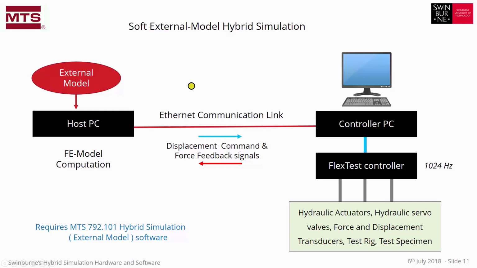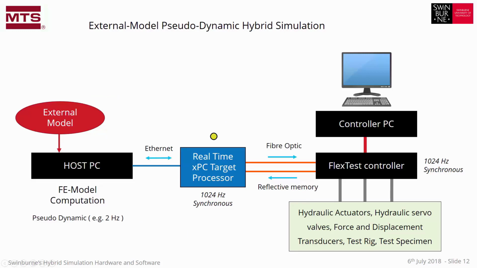Now, we currently don't implement this exact model purely because of the fact that our master facility requires an enormous amount more traffic, which the Ethernet could not support. Now we have a more realistic hardware model for external model pseudodynamic testing. We've introduced an extra processor and communication hardware between the host PC and the FlexTest controller. This is the main configuration that we have at Swinburne.